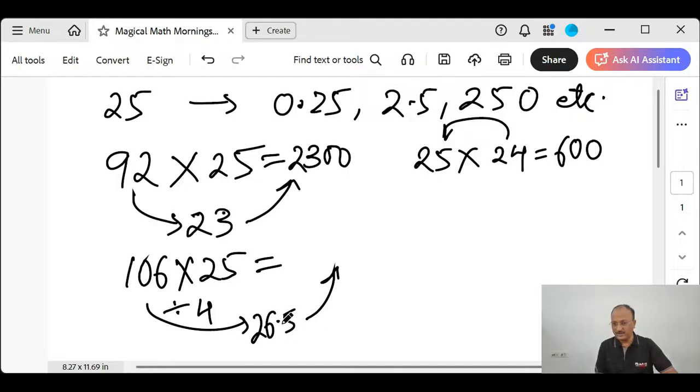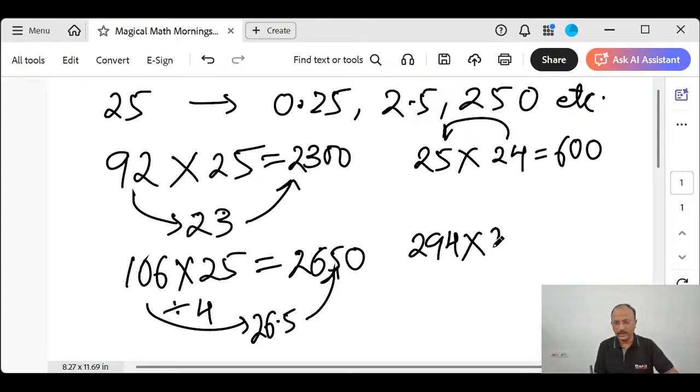Then into 100 means what? Yes, that is the correct answer. 2650. Correct? Very simple. 2650. Yes. Correct? I think it's not that difficult. Let's try one more number.